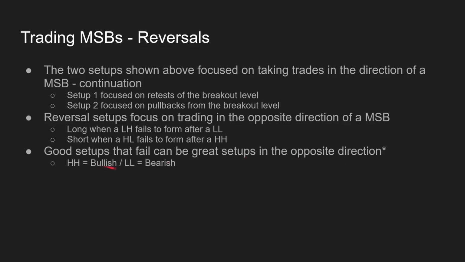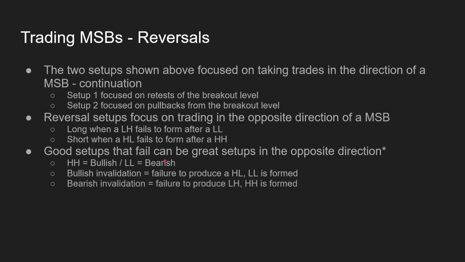So a higher high is bullish, a lower low is bearish. Our bullish invalidation is a failure to produce a higher low, and a lower low is formed that invalidates any bullish market structure or bullish market sentiment and gives more credence to bears, to shorting. Likewise, a bearish invalidation is the failure to produce a lower high or produce those lower prices. In this case, a higher high is formed that gives credence to bullish buying power and bullish market structure.